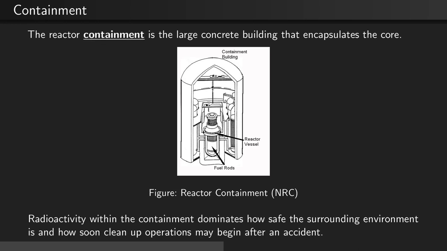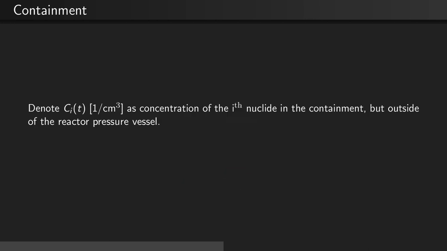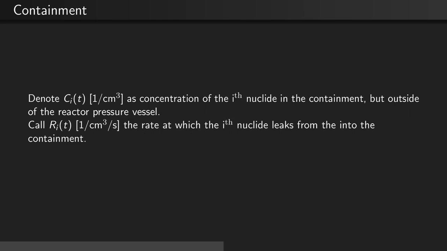Radioactivity within the containment dominates how safe the surrounding environment is and how soon cleanup operations may begin following an accident. Denote c sub i of t as the concentration of the ith nuclide in the containment vessel, but outside of the reactor pressure vessel. Also call r sub i of t the rate at which the ith nuclide leaks into the containment from the reactor pressure vessel.